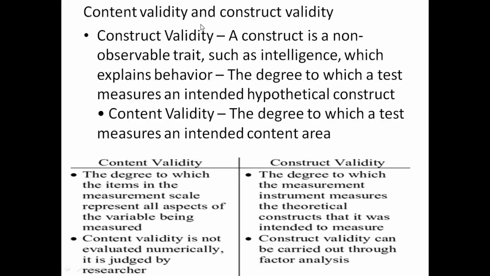Content validity and construct validity. Construct is a non-observable trait, such as intelligence, which explains behavior. Content validity is the degree to which the test measures the intended content area, the degree to which items in the measurement scale represent all aspects of the variable being measured. Content validity is not evaluated numerically. It is judged by the researcher.